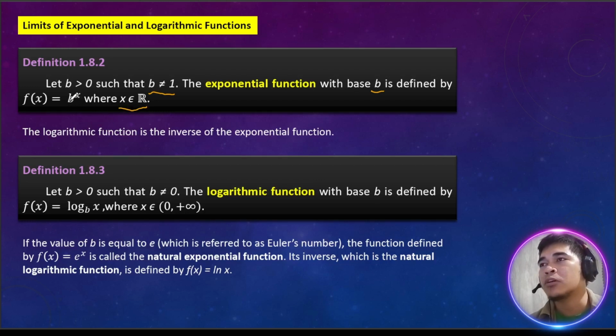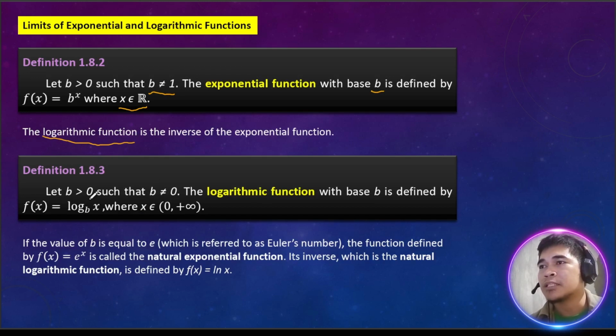So the b can be 2, up to anything greater than 0, as long as it is not equal to 1. Our x must be a real number. The logarithmic function is the inverse of the exponential function. So the inverse of the exponential function is the logarithmic function. This is our definition 1.8.3.